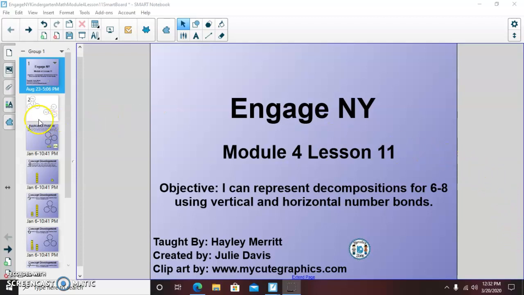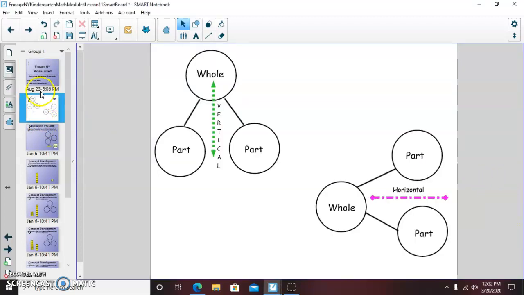So let me explain vertical and horizontal to you. Vertical means up to down, or top to bottom. So our whole is at the top and our parts are at the bottom. That's vertical. Horizontal, our whole is on the left and our parts are on the right here.